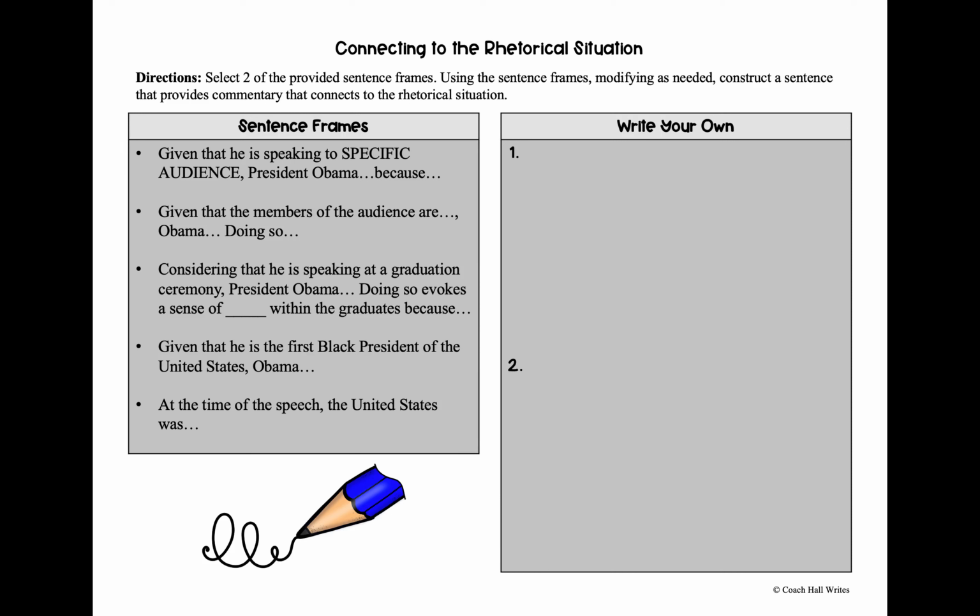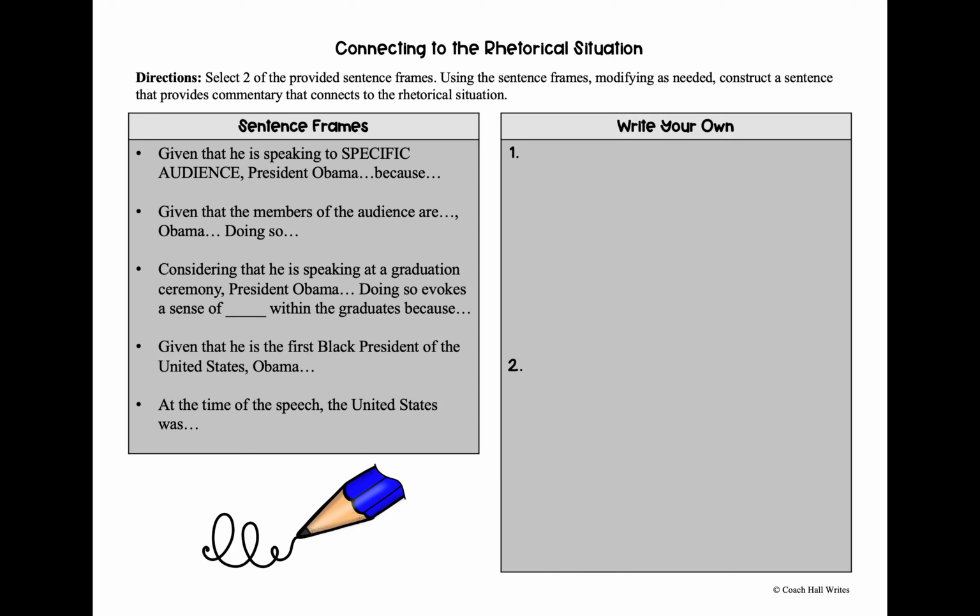So let's talk about this first sentence frame. It says, "Given that he is speaking to..." so you would want to include the specific audience there. There are multiple ways you could say this. You could say the graduating class of Morehouse College. You could throw in the year. You could say the all-male graduating class of Morehouse College. But the idea is that you want to reference the specific audience. Don't just say the audience. And then we have our speaker's name, President Obama.